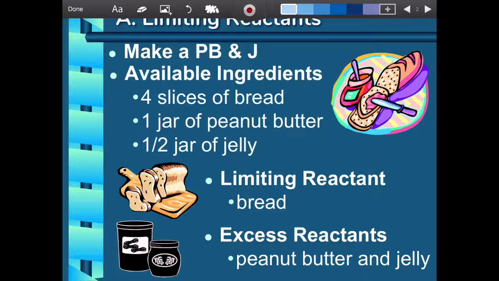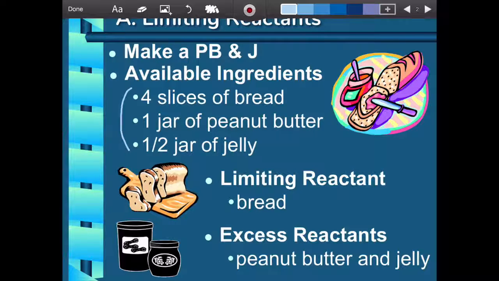So if we were to say that we're going to make a peanut butter and jelly sandwich, or as many peanut butter and jelly sandwiches as we can, first of all, we need to look at what ingredients we have available to us. Those are listed here. We have 4 slices of bread, 1 jar of peanut butter, and half a jar of jelly.